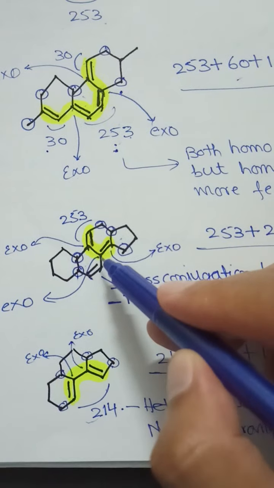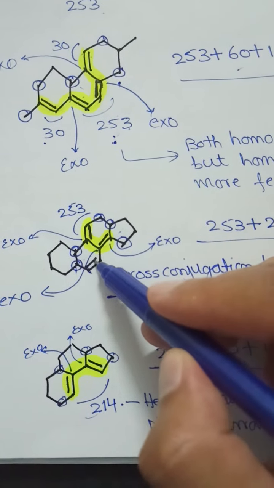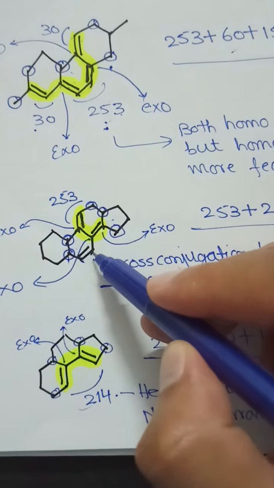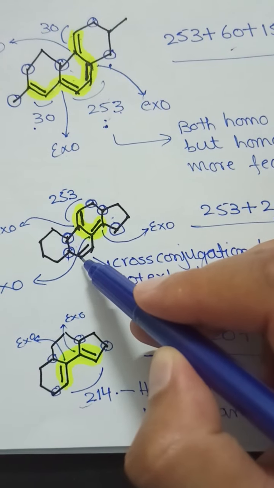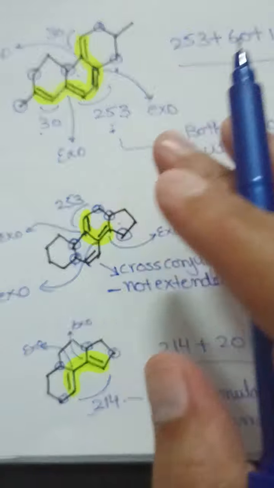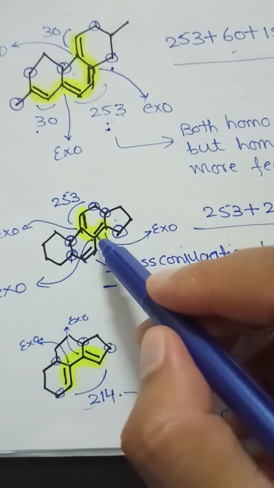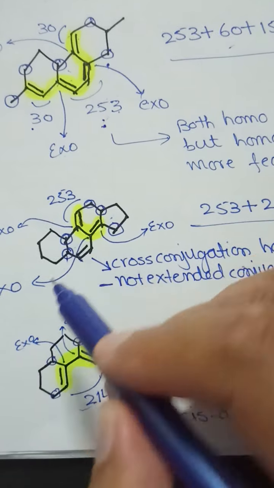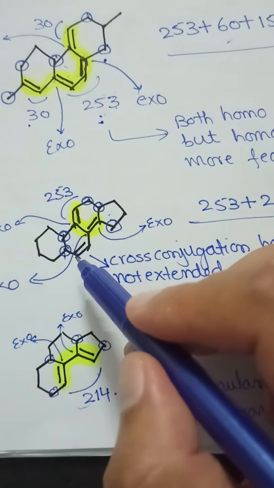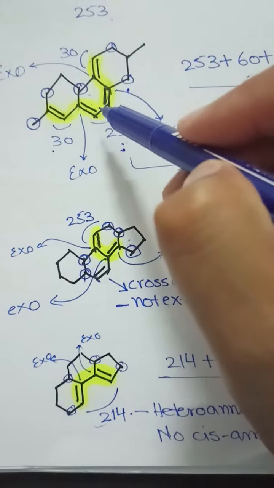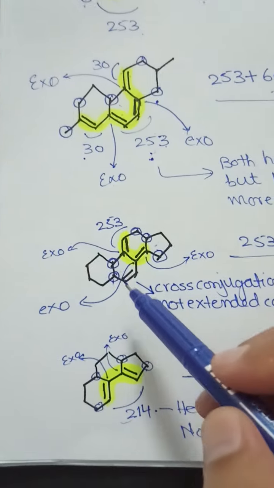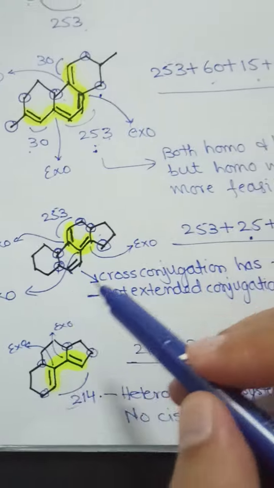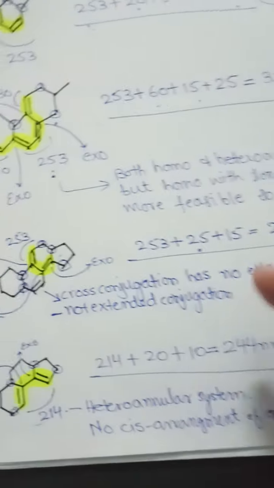ring residues, and in this case here is also a conjugation with this system, but it is cross conjugation. So cross conjugation will have no effect on the lambda max, so it will give no increment with cross conjugation. So it is not the extended conjugation. Extended conjugation should be like this in series, so cross conjugation will have no effect, and 3 exocyclic bonds, so it will give 293 nanometer.